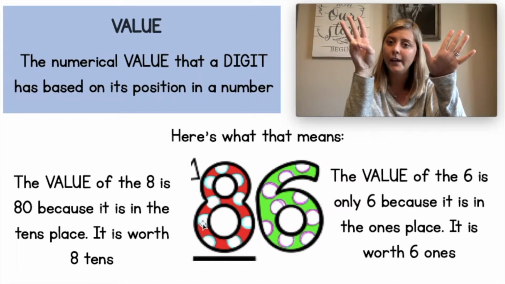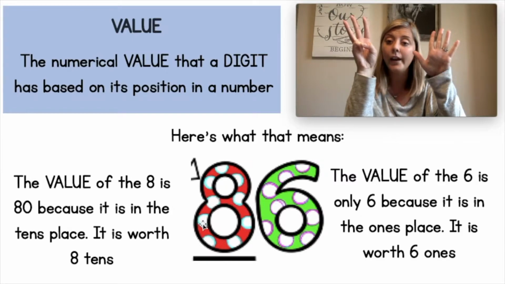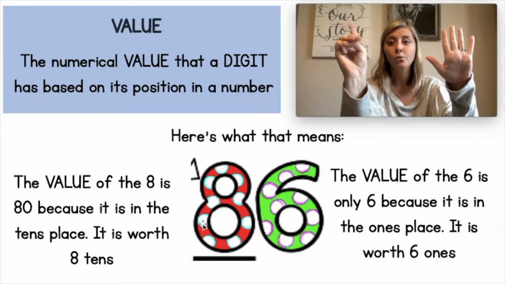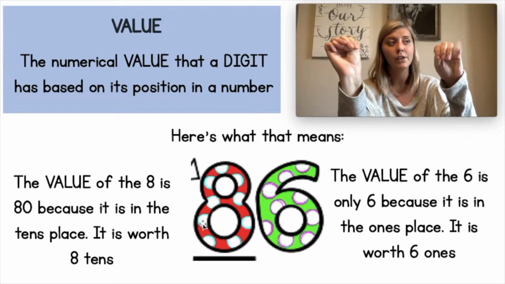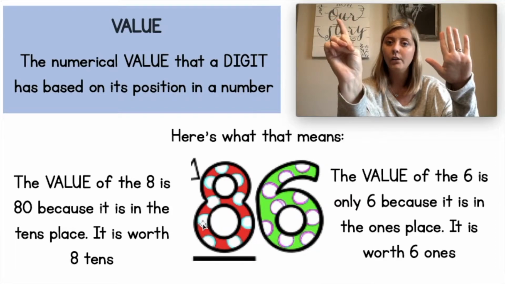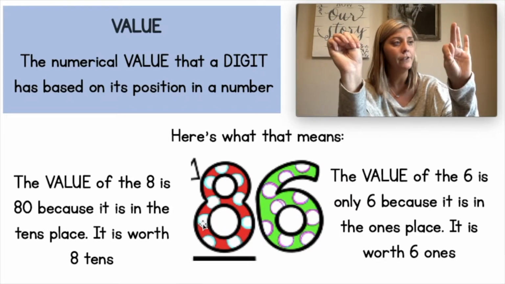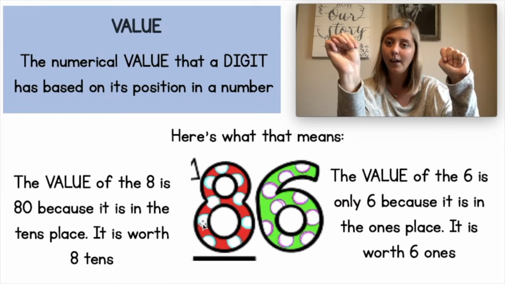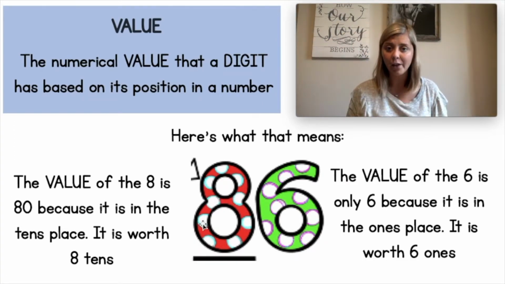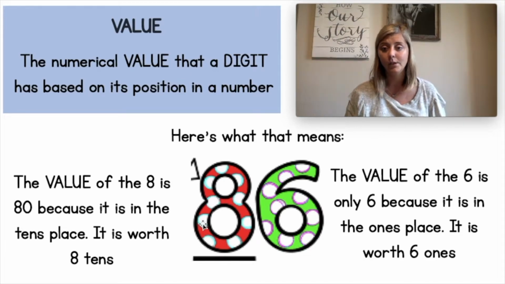And let's count by tens to make sure that 8 tens is equal to a value of 80. Here we go. 1, 2, 3, 4, 5, 6, 7, 8. Counting by tens this time. Here we go. 10, 20, 30, 40, 50, 60, 70, 80. So if you have 8 tens, then you're going to have a value of 80. And that's what that 8 means when it's in the tens place.